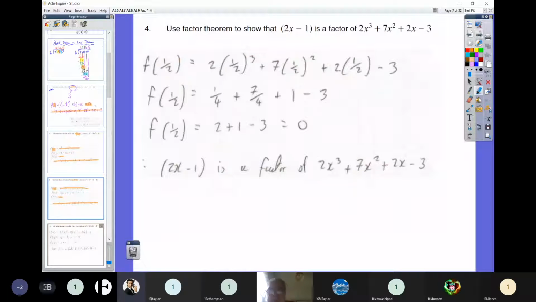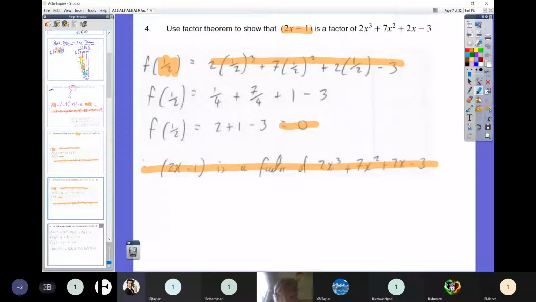Okay, now you can probably do this in your head. What value of x makes 2x minus 1 equal to 0? That is when x is a half. Okay, 2 lots of a half is 1, 1 take away 1 is 0. So make sure you are comfortable why Mr. Corbett has substituted in a half and not something else. You then substitute that into the function. You make sure you get 0, and therefore you can just conclude it is a factor.